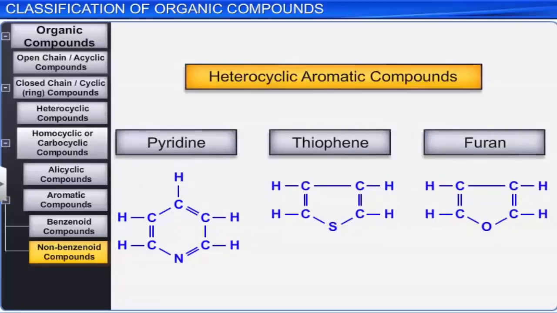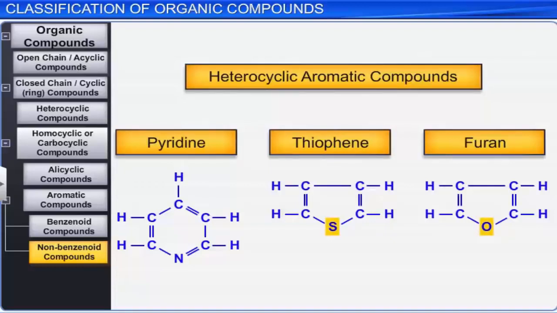These compounds contain heteroatoms such as nitrogen, sulfur, or oxygen in addition to carbon atoms in the ring, and resemble benzene in their properties. For example, pyridine, thiophene and furan are heterocyclic compounds containing heteroatoms nitrogen, sulfur and oxygen respectively.